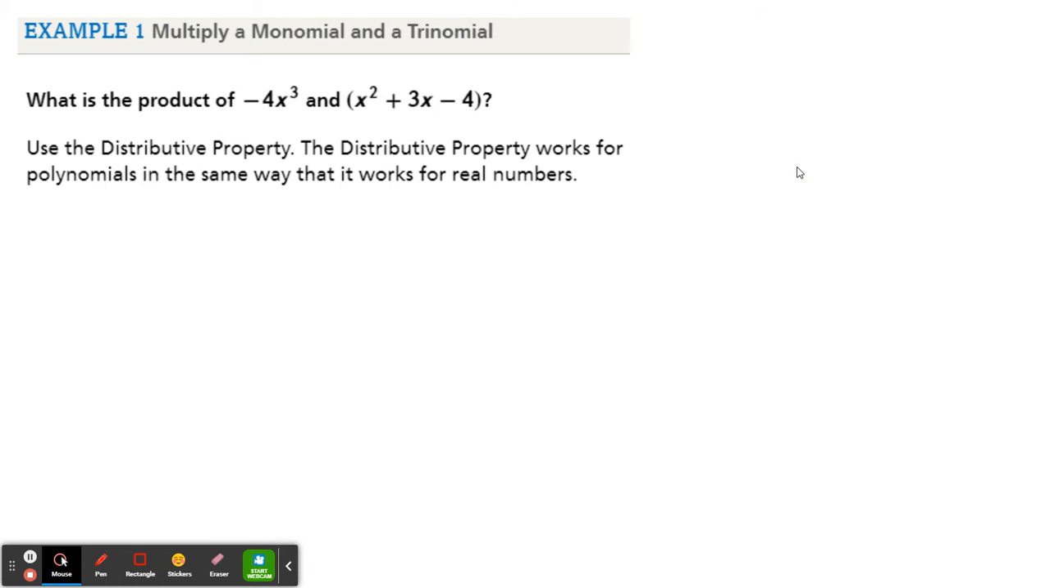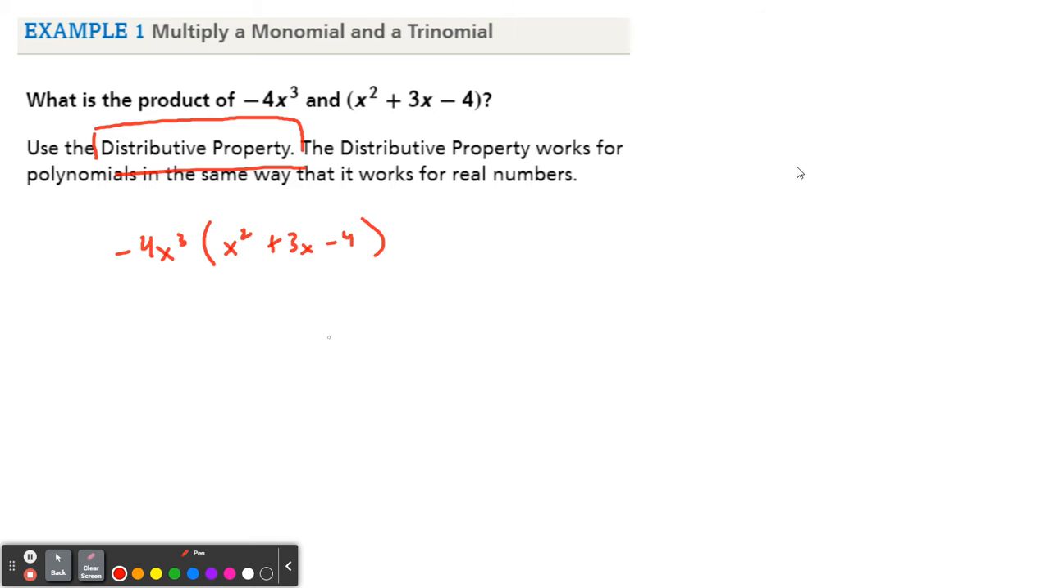All right, so what is the product of negative 4x to the third and x squared plus 3x minus 4? All year long, we've used the distributive property. We know how to do that, so it works the exact same way. We're going to do negative 4x to the third and multiply it by x squared plus 3x minus 4. This negative 4x to the third goes once, twice, three times to each term of this trinomial. We have a monomial being multiplied with a trinomial.